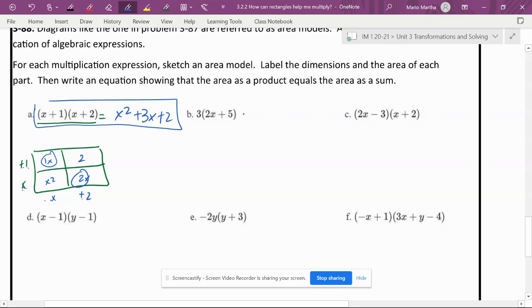All right, we want to do the same thing here. So 3 and then 2x and then plus 5. So 3 times 2x gives us 6x. 3 times 5 gives us 15. So that would give us 6x plus 15.